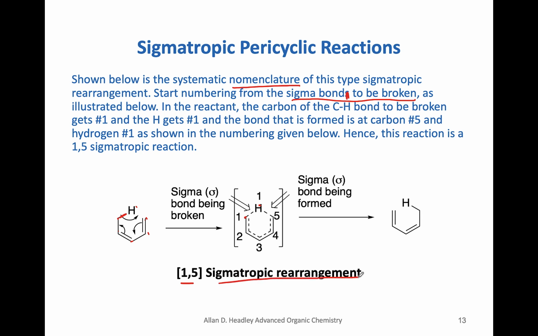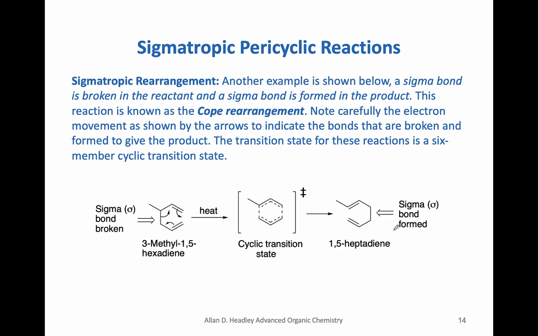sigmatropic rearrangement. So once again, we start numbering from the bond that will be broken and go to the bond that will be formed right here. So this becomes a 1,5 sigmatropic rearrangement to give the product. Let's look at another example here.